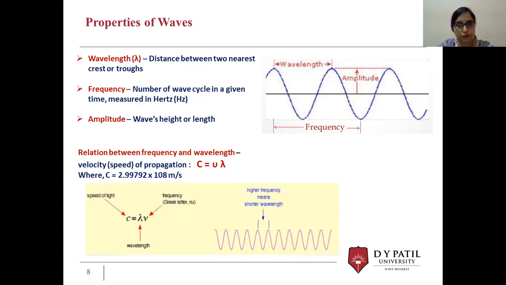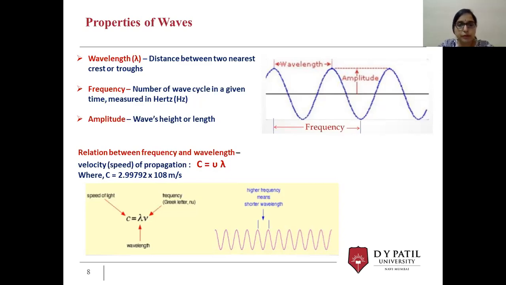In the form of a wave, you can see in the figure that the difference between two crests at the top, or two troughs, is known as a wavelength. Now what is frequency? The number of wave cycles in a given time, and the unit is hertz. What is amplitude? The wave's height can be measured in the form of amplitude.